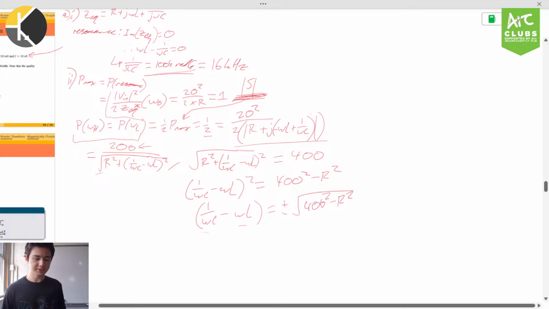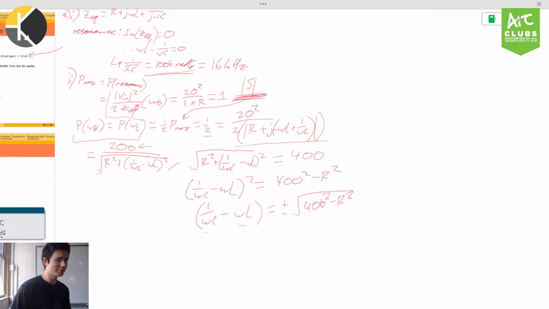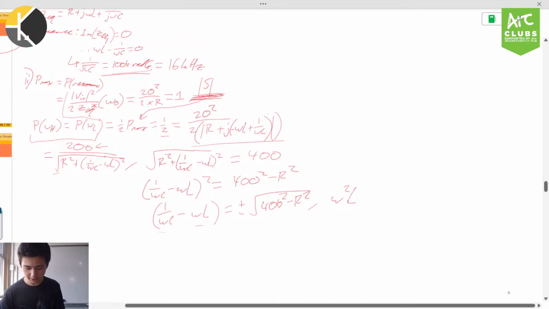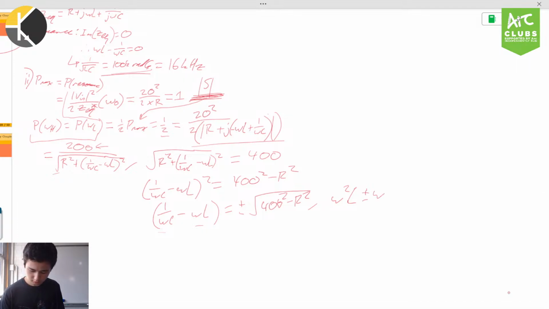Now, we see omega over here. We know that the half power frequency isn't going to be omega 0. That's an assumption we're going to take because it's somewhat reasonable. We're going to multiply everything by omega here and work it through into a quadratic. So what we end up with is omega squared L is going to be chucked onto the right-hand side. You do plus minus omega times the square root of 400 squared minus R squared.